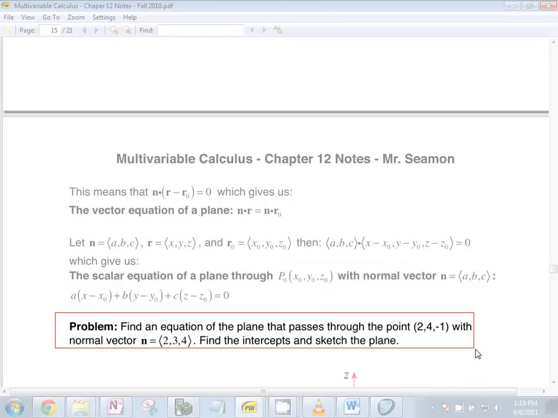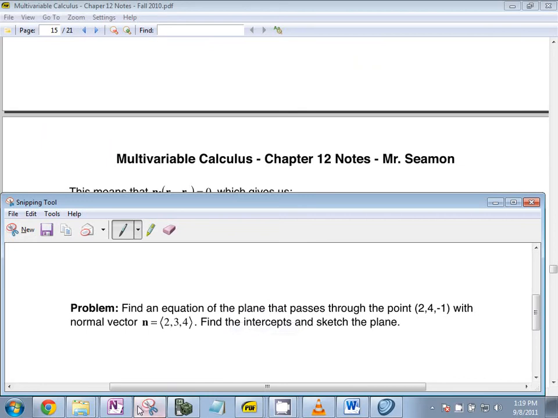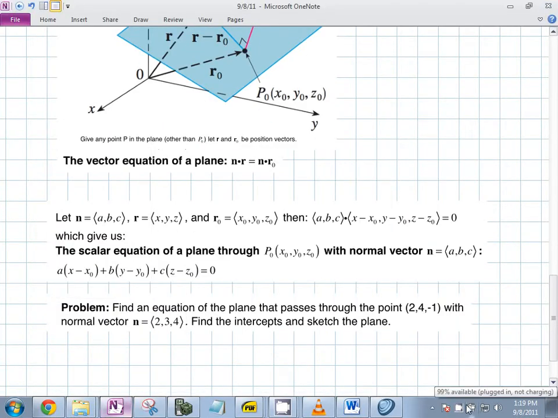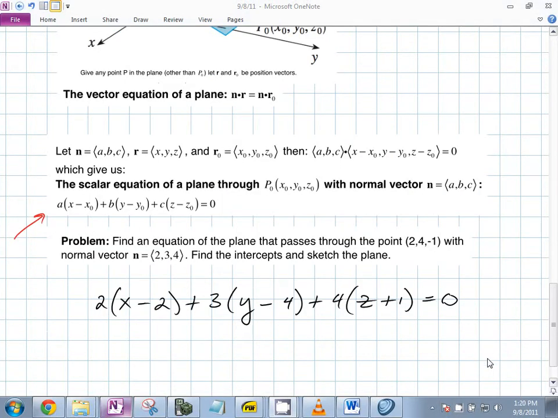Find an equation of the plane that passes through the point (2, 4, -1) with normal vector (2, 3, 4). Right here, it passes through (2, 4, -1), and it is normal to the vector (2, 3, 4). So if you're given a normal vector and a point, are you done?